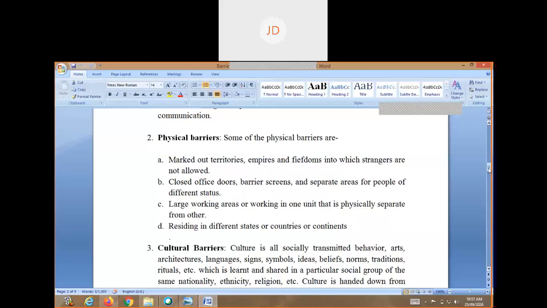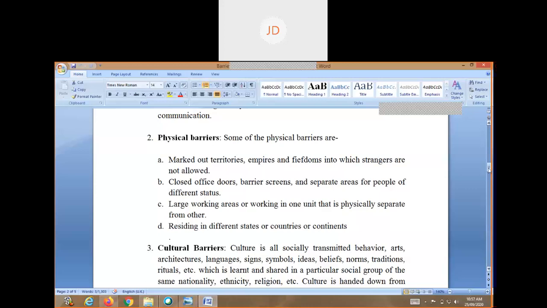Next is residing in different states or countries. So this is a geographical barrier. When you stay in some other state or in some other country or in some other continent, you won't be able to meet the people of your hometown whenever you want to, isn't it? Definitely you can contact them over the phone, using any video conferencing apps, but you won't be able to personally meet them whenever you want to. And that's how the physical barrier takes place.